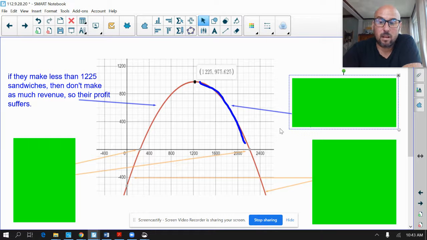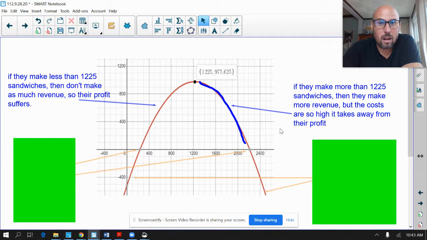Because there is that cost. Remember, it costs money to make a sandwich. It costs 55 cents per sandwich. So as soon as your employees make more than 1,225 sandwiches, the cost of making sandwiches overpowers all the revenue that you're bringing in, making you earn less profit. So the sweet spot is that vertex.